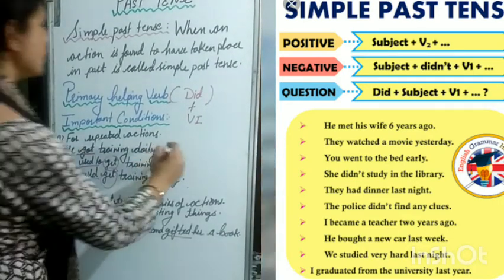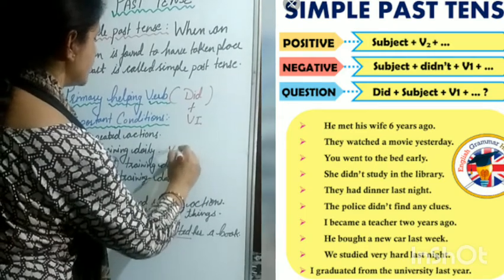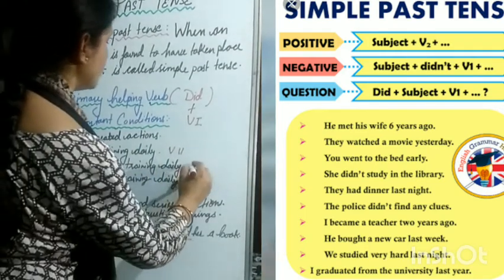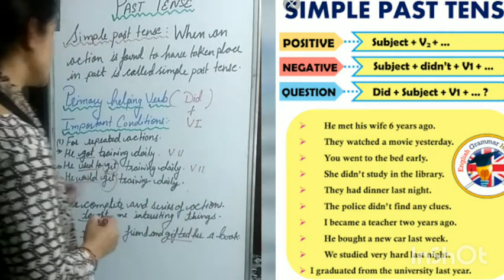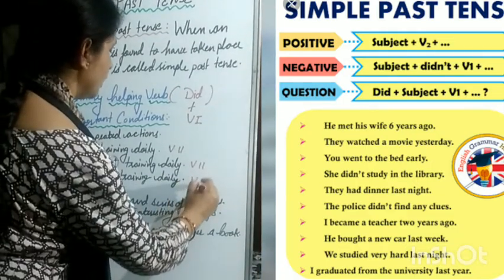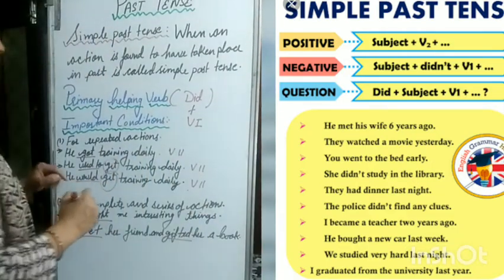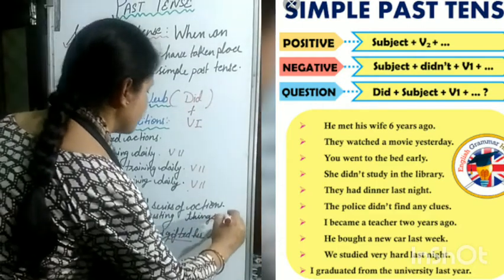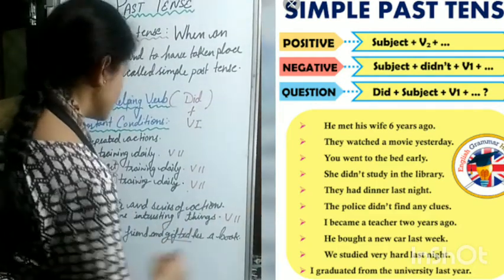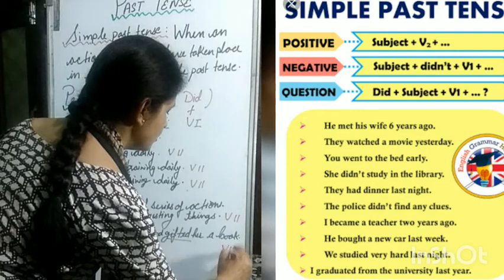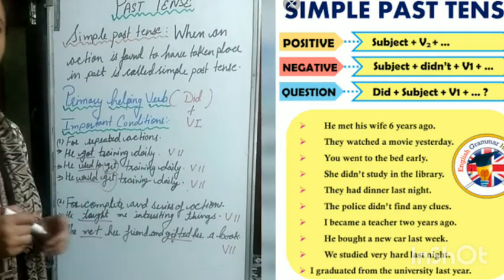So here in this sentence, children, this is second form of verb. Here also modal we have written in second form. Will we have written in second form, that is would. Here second form is used, and here also second form is used.